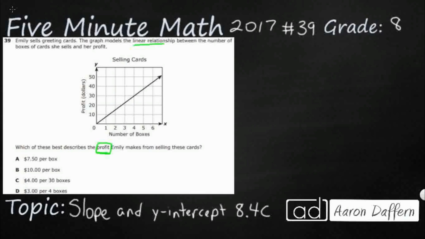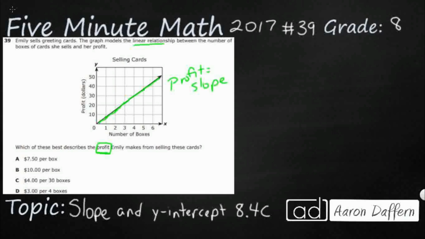So if she sells one box, she gets a little bit less than $10. 2 boxes get you about 15-ish. 3 gets you a little bit more than 20. You notice how at each point right here we're increasing. So that's what that line is doing for us, it's increasing for us. And so really what we're asking for is, what is that rate of increase? Profit. They asked for profit, but really what we're looking for in this particular problem is the slope.